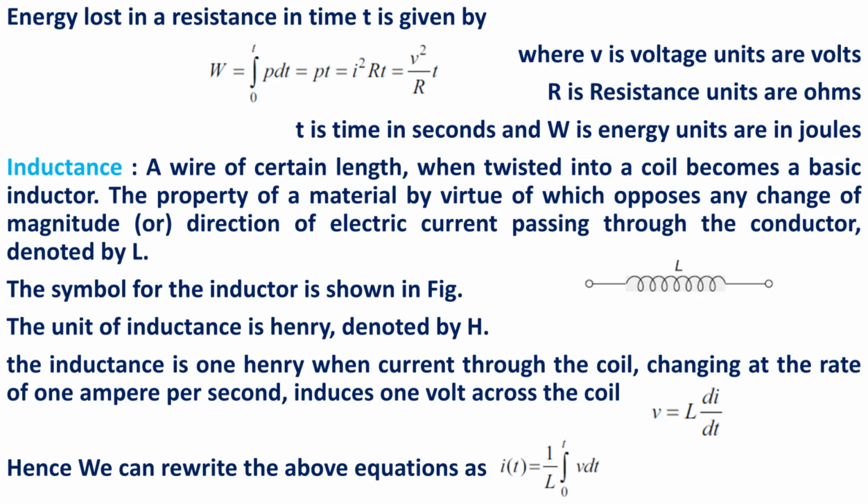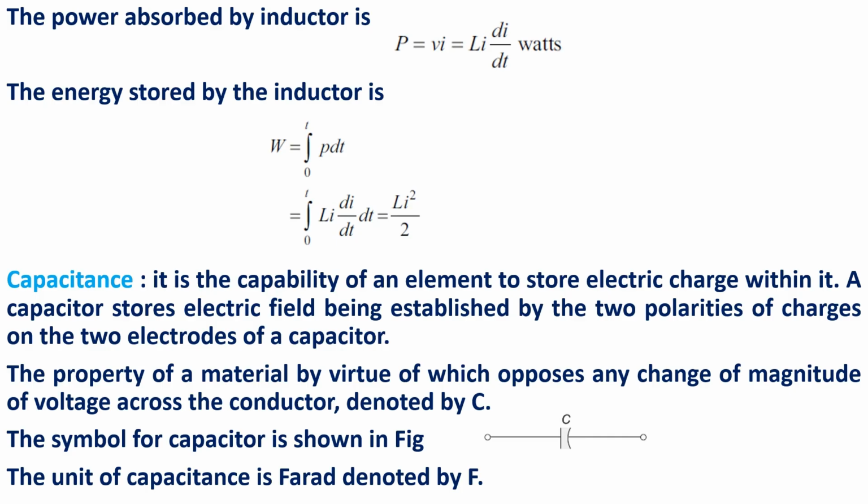The power absorbed by the inductor is P equals VI equals L i into di by dt watts, and the energy stored by the inductor is W equals integral 0 to t P dt. From this we can obtain integral 0 to t L i di by dt into dt. dt will be cancelled, which equals L i squared by 2, or half L i squared.